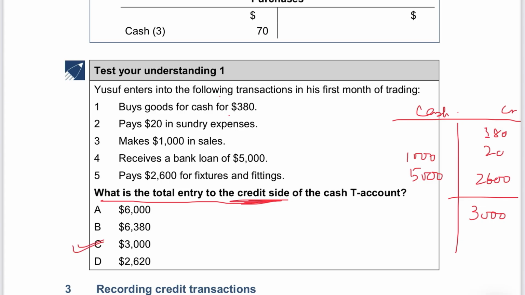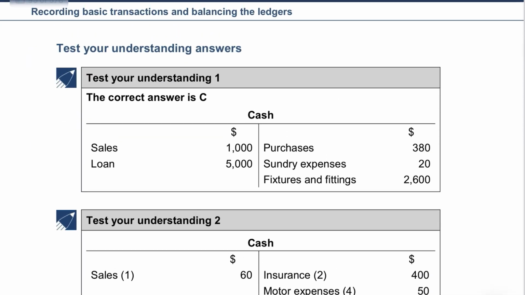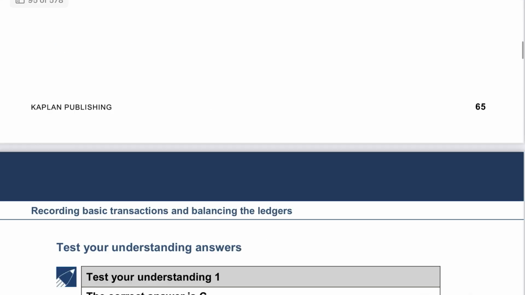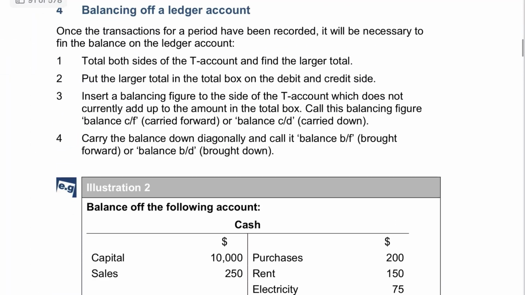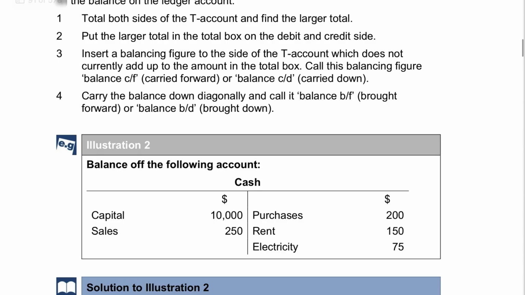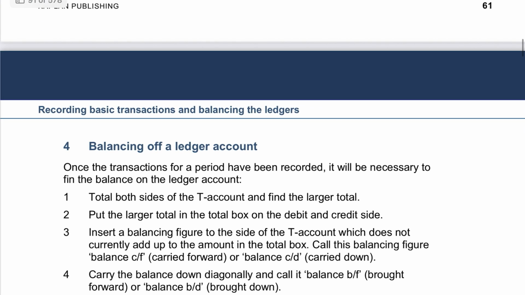Now let's check the answer. Now here, as you can see, our answer is correct, that is C, right? Now the other questions are up to you. You have to practice it. It's all about ledgers and the journal. I already taught you. You just have to revise the topic and practice well, and then check your answers.